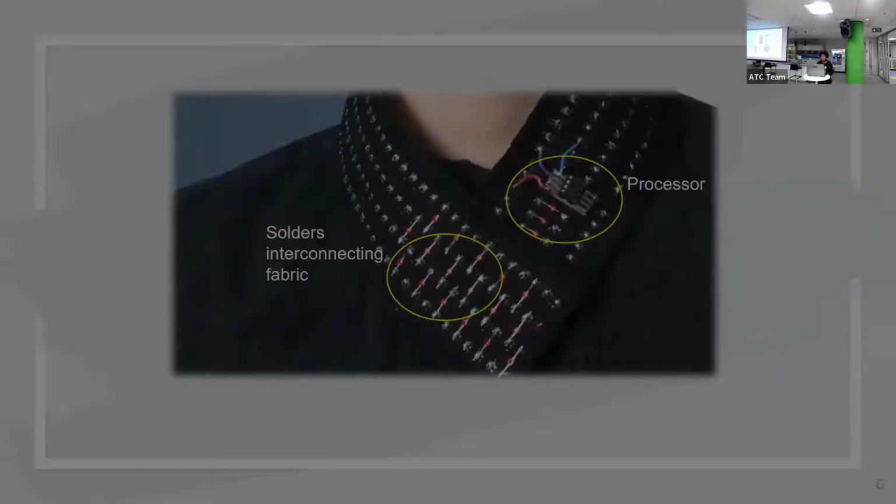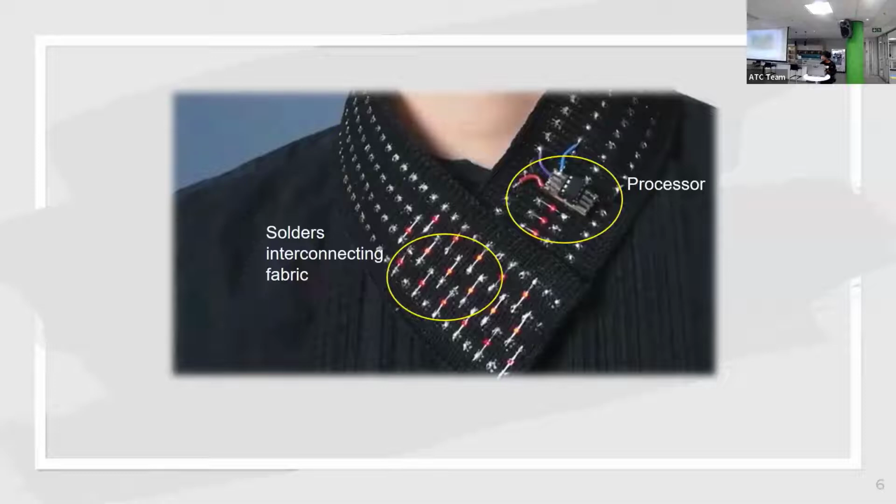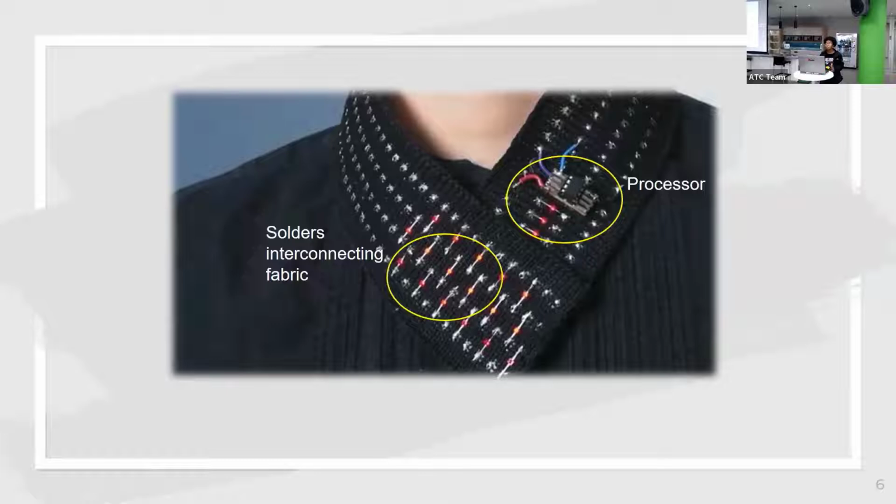And then moving on to a different example. You can see this jersey with some scarf-like features. This scarf is made to monitor the temperature of the person. You can see some silver things on top. Those silver things are known as solders. Solders are there to create the permanent bonds between the threads.